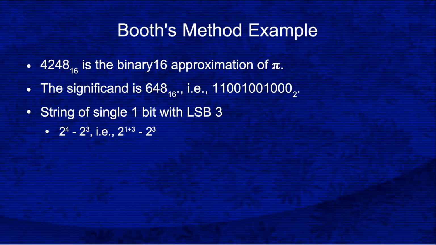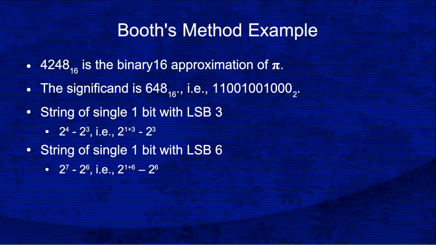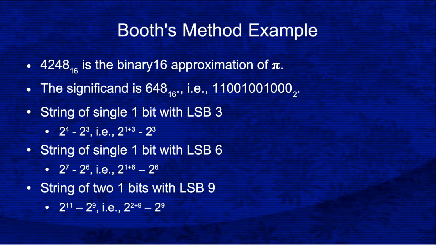Expressing this bit string as a difference of powers of 2, we get 2 to the 4th power minus 2 to the 3rd power. A string of a single consecutive 1 bit with its least significant bit in bit position 6. Expressing this bit string as a difference of powers of 2, we get 2 to the 7th power minus 2 to the 6th power. And a string of 2 consecutive 1 bits with its least significant bit in bit position 9. Expressing this bit string as a difference of powers of 2, we get 2 to the 11th power minus 2 to the 9th power.